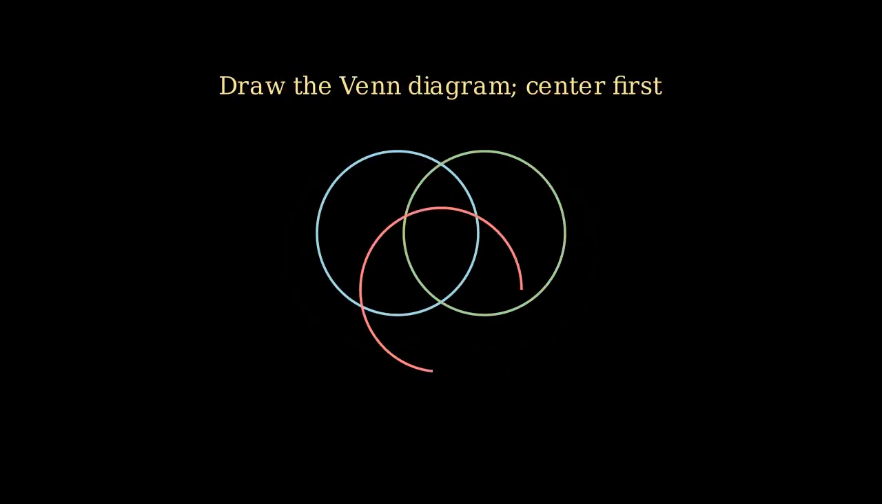Draw the Venn diagram every single time, even under exam pressure. For three set problems, fill in the innermost region first, the triple overlap in the very center, then work outward region by region.